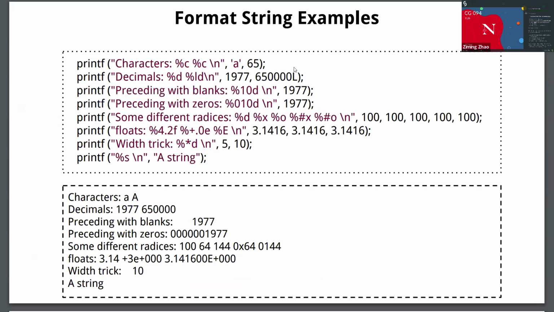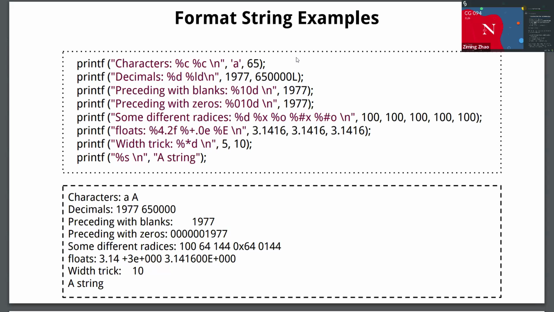So let's look at a concrete example. We have 8 different printf functions here. The first one is printf with characters, percentage C. Each percentage C is a format specifier, and the whole thing is the format string. C here means character, so we're printing out a letter.